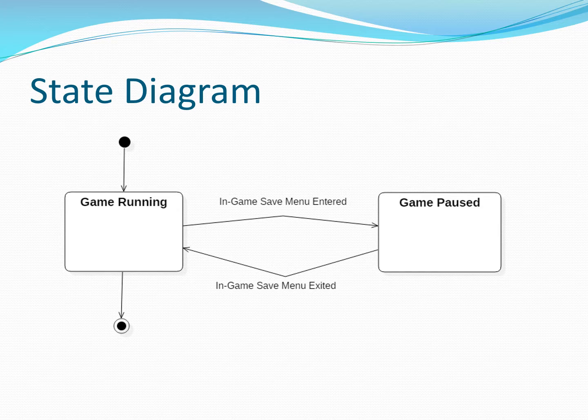As can be seen in the state diagram, the game begins in the game running state. When the player enters the in-game save menu, the state of the game will change to game paused. When the player exits the in-game save menu, the game returns to the game running state.